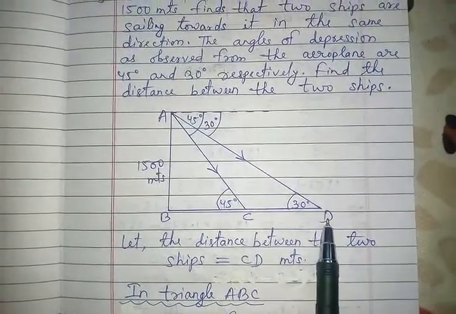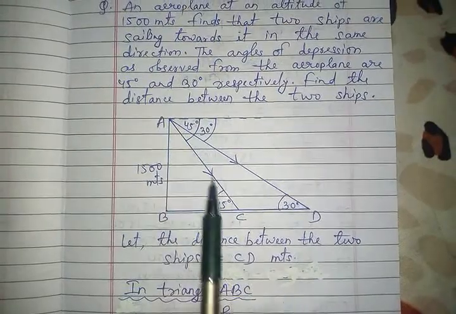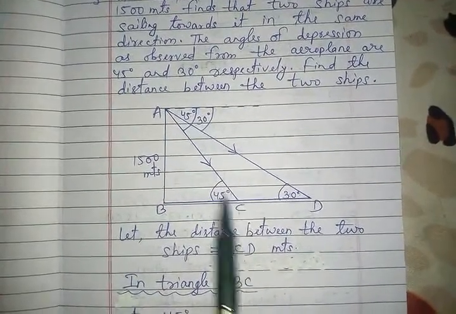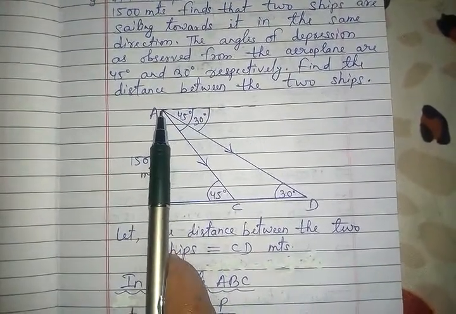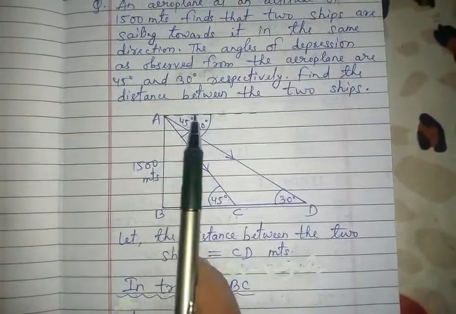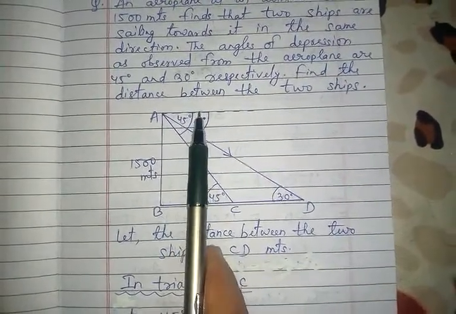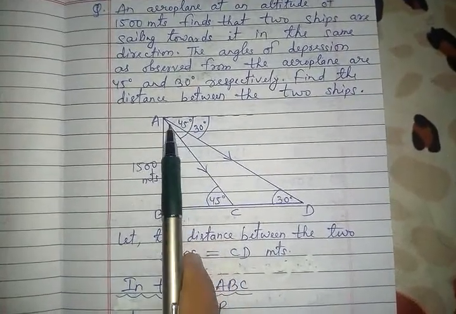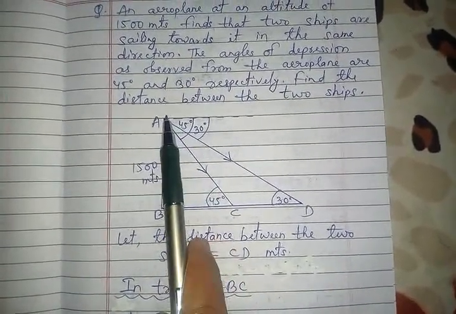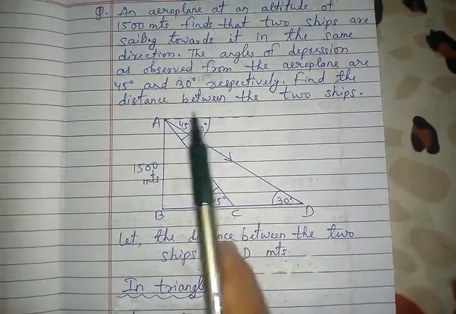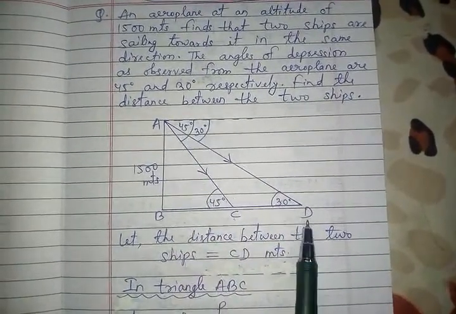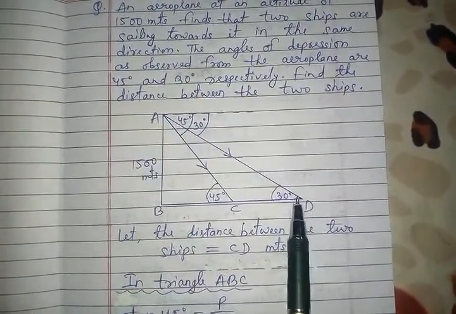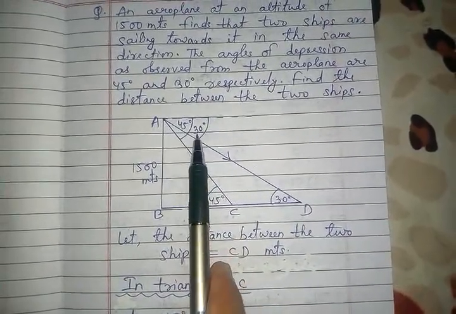another ship. So the ship at point C has been observed by the pilot from the aeroplane at an angle of 45 degree. So you can see the angle has been formed on the top, because this is 45 degree and this is an imaginary horizontal line. So from here 45 degree, and the second ship they have seen at an angle of 30 degree. So here is 30 degree.